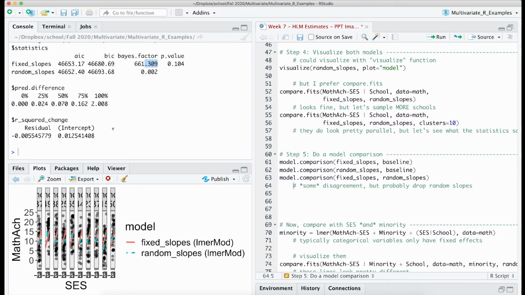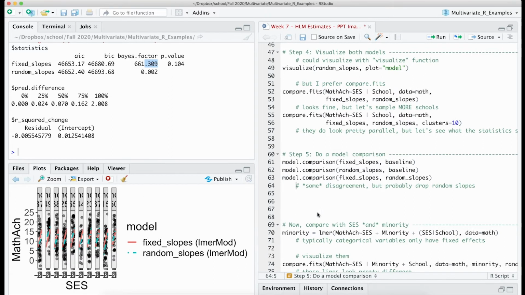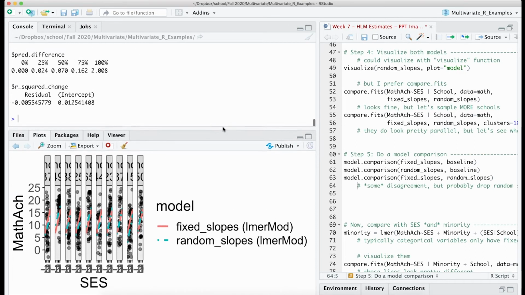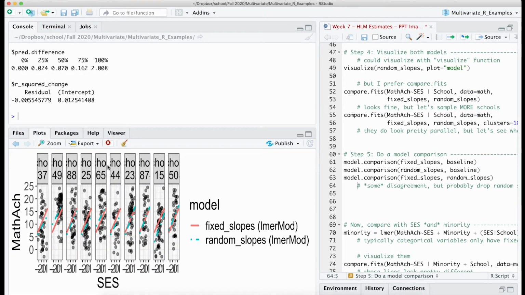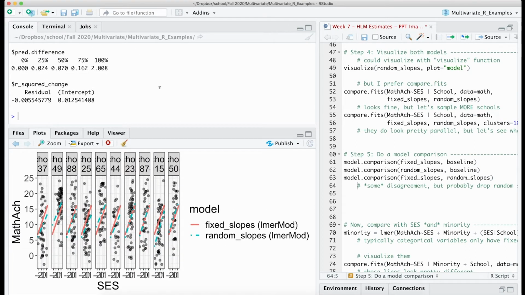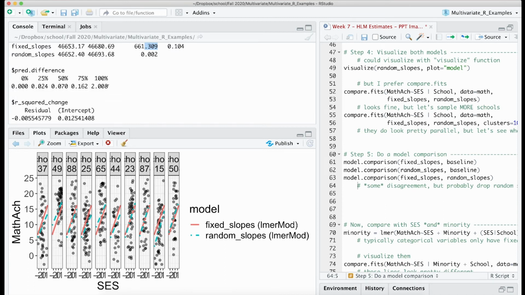And then here are the predicted differences. So I guess if we could make our plot a little bit bigger just to identify what the scale of math achievement is. And so that's actually interesting. So it's saying that the maximum difference in the two models' predictions is only about 2 points. Which again suggests that we are needlessly complicating things by adding a random slope.